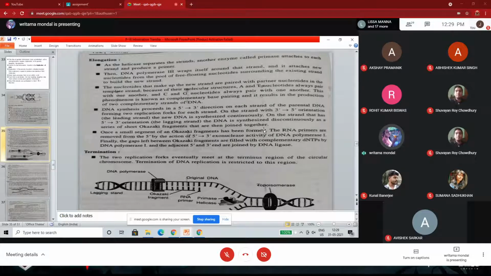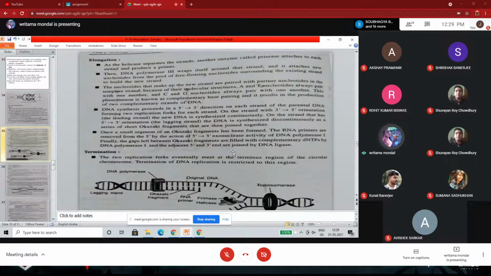Then the remaining gaps are filled by DNA polymerase enzyme. Once a small segment of Okazaki fragments has been formed, the RNA primers are removed from the 5' end by the 5' to 3' exonuclease activity of DNA polymerase 1. Exonuclease is a type of enzyme. It is called a molecular scissor because it cuts a small stretch of DNA from the strand.